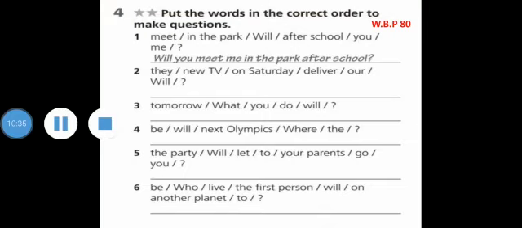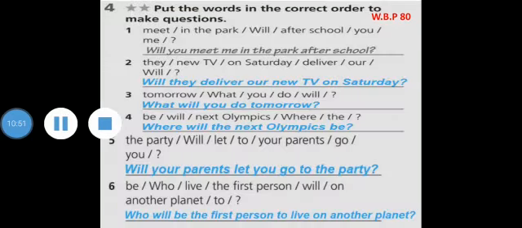Now let's continue with question number 4. Put the words in the correct order to make questions. You have 1 minute to do it. Begin, my shining stars. Yes, let's have a look at your answers. Number 1 is done. Number 2, will they deliver our new TV on Saturday? We start with will, then the subject, then the infinitive verb, and the complement.